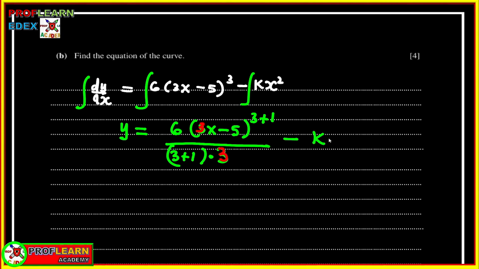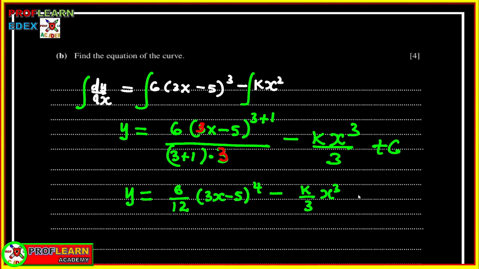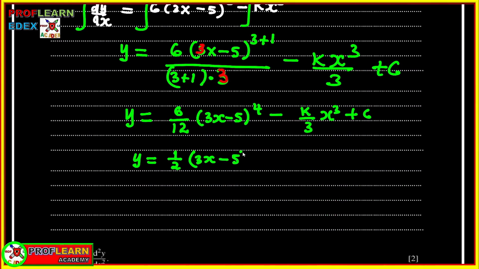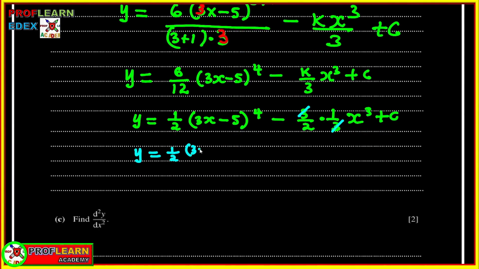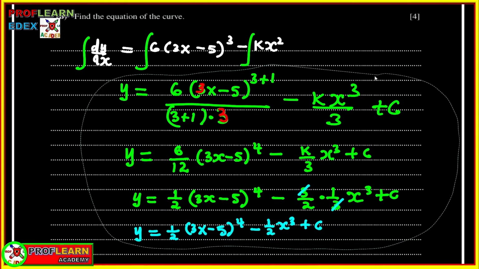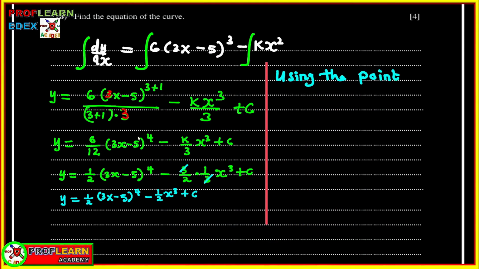Then also integrating this, we're going to have kx cubed over 3, then plus c. But remember, we know what the value of k is. We can substitute it here, and then we can substitute everything, and then we have our expression like that. So we can simplify it further and then remain with finding the value of c.